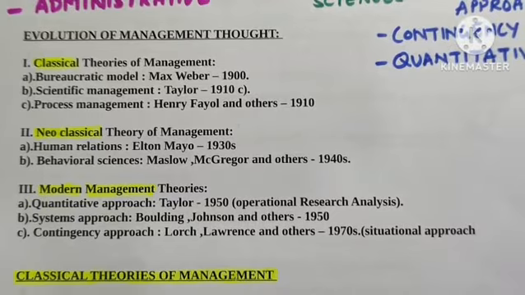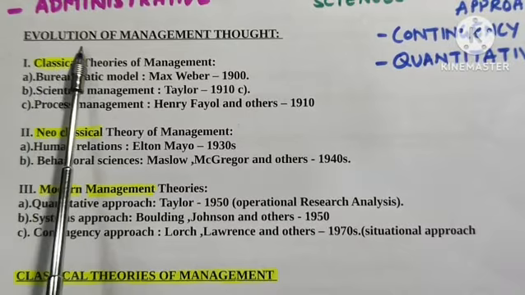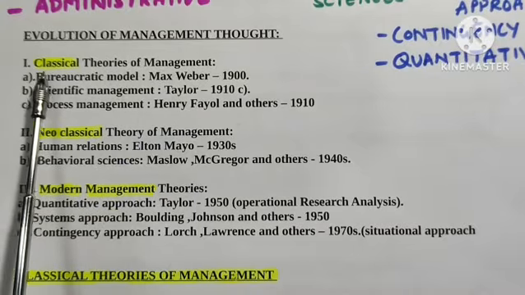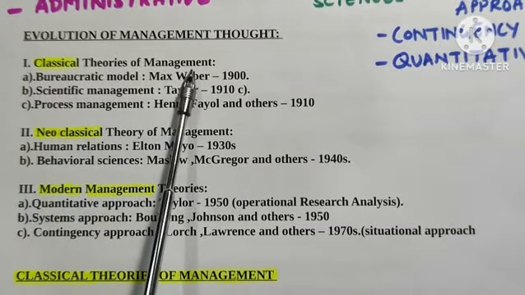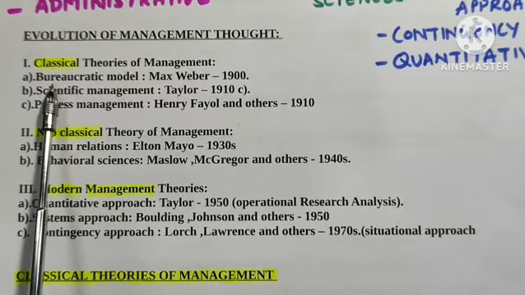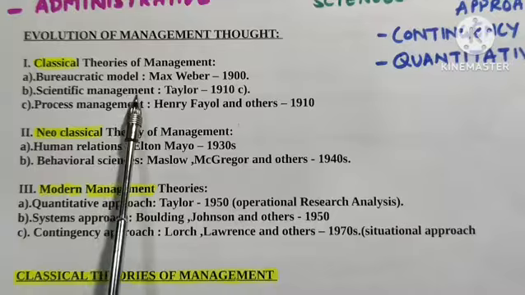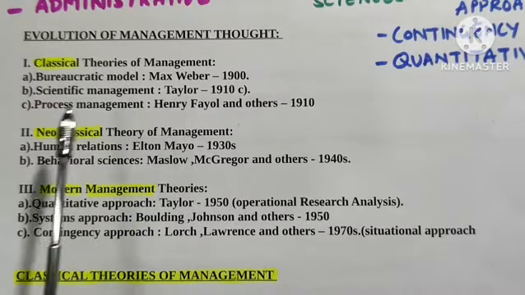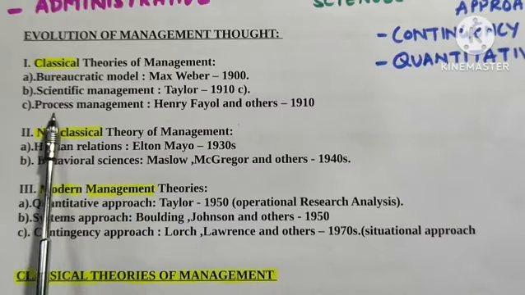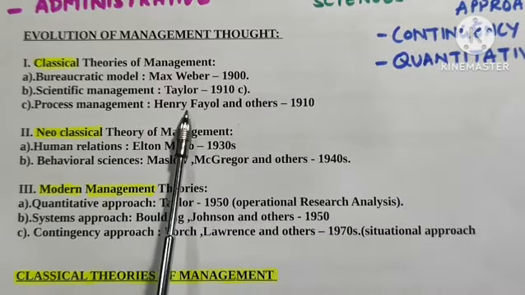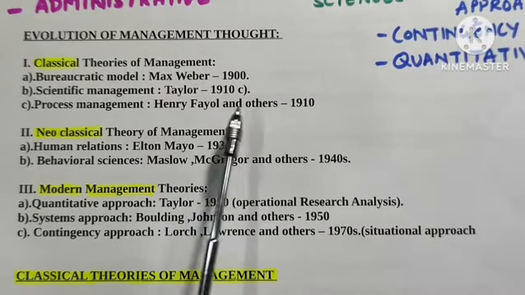In the last video, we started with the theories of management, in which we saw that the evolution of management thought started with classical theories of management. In this, we completed the bureaucratic model by Max Weber and scientific management theory by Taylor. In today's video, we will see process management by Henry Fayol and others.